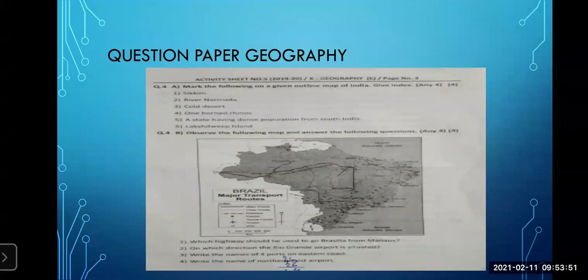Here, a map will be given to you. Now, this is the map of Brazil. This is a 10th standard topic. So here the map of Brazil is there. The 10th standard goes with India and Brazil. So in your paper, you may get a world map, an India map, or a Maharashtra map. What you have to do here is observe the map and answer the questions which are given below.